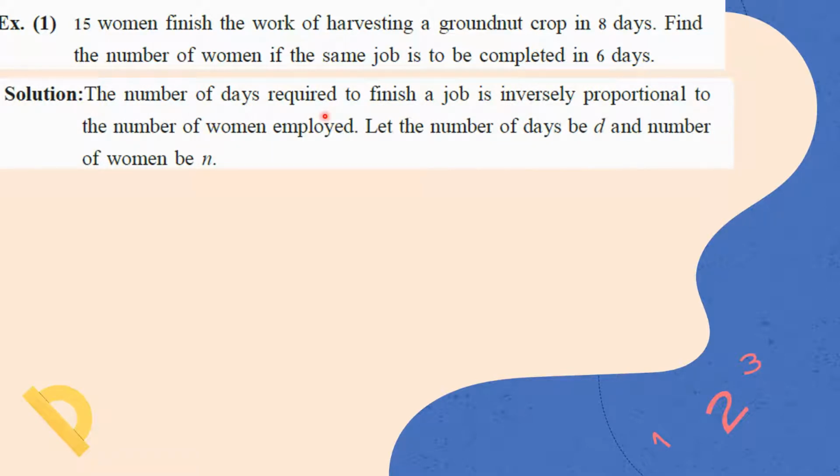The number of days required to finish a job is inversely proportional to the number of women employed. Let the number of days be denoted by D and the number of women be denoted by N. As they are in inverse proportion, D is inversely proportional to 1 upon N, and the equation form will be D into N is equal to K, where K is the constant of variation.